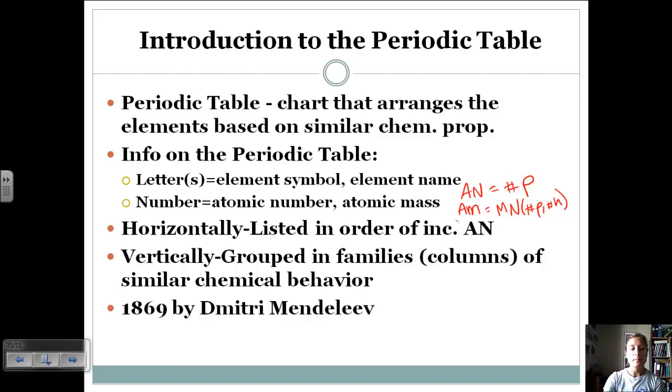And Dmitri Mendeleev is who's credited with the periodic table, and he came up with his version in 1869. The interesting part is that as elements were discovered, he put them into his periodic table, and he also left spaces. And when other elements were discovered, they fit right into the spaces that he had left because he organized these elements based on similar chemical properties. So it's pretty interesting that in 1869 he could come up with something that even works for us now.